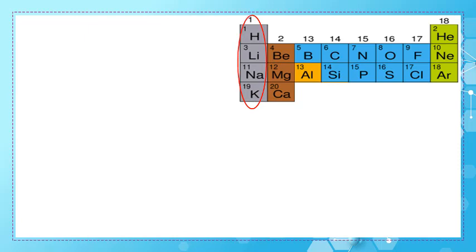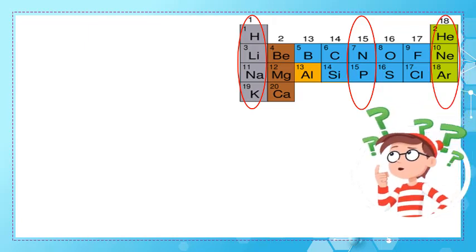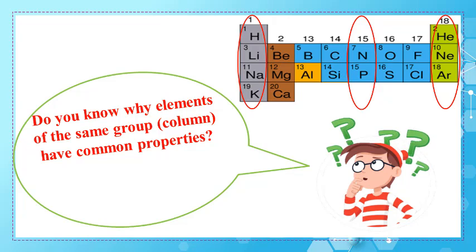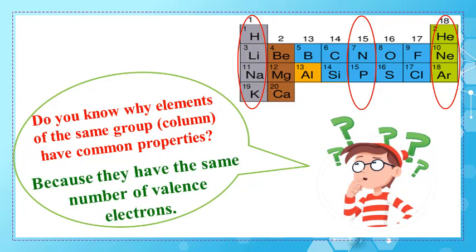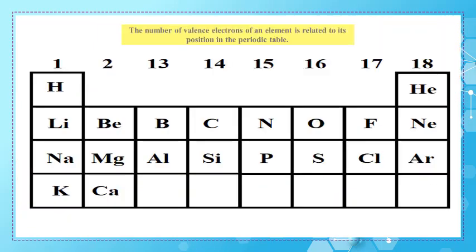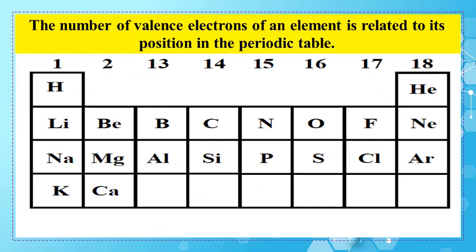Consider elements in group 1, elements in group 5, and elements in group 8. Do you know why elements of the same group or column have common properties? Because they have the same number of valence electrons. So dear students, keep in mind that the number of valence electrons of an element is related to its position in the periodic table, where elements in group 1 or column 1 have only one valence electron.